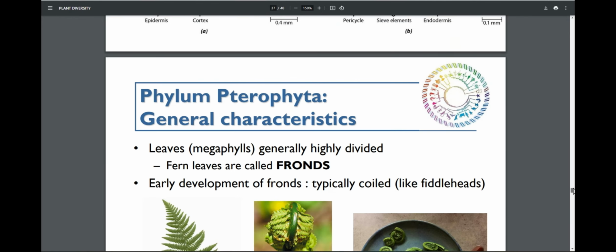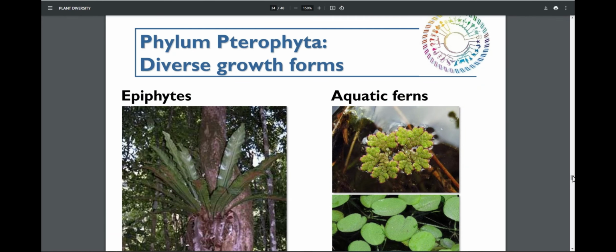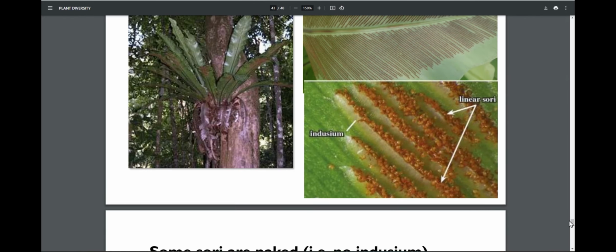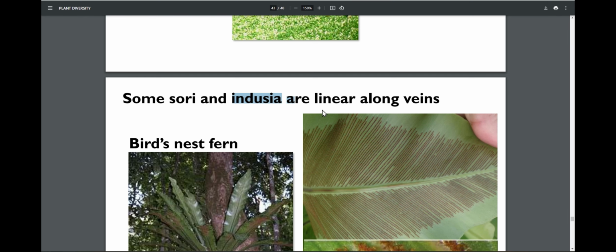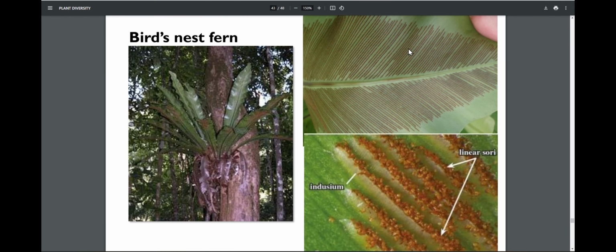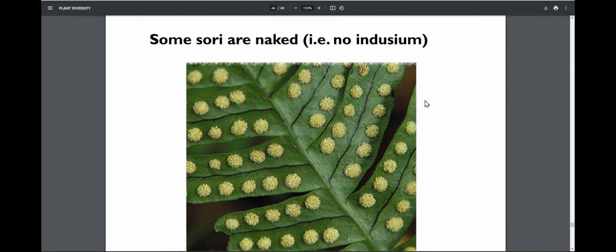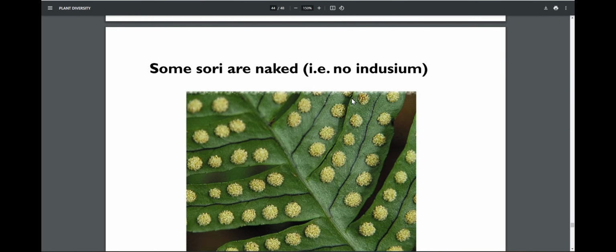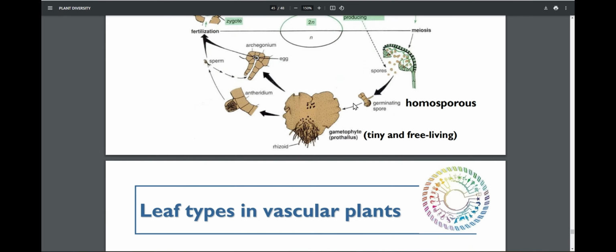I don't remember the name again. My memory is getting worse. Epiphytes have these indusia and sori that are linear along the veins, so each vein has one. Some sori just don't have indusium.